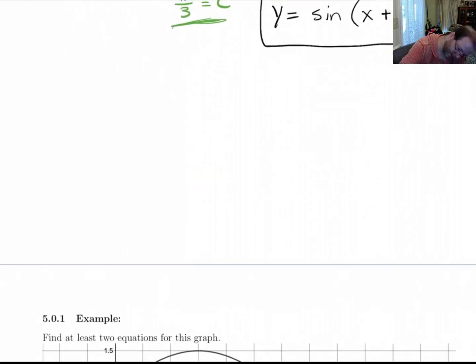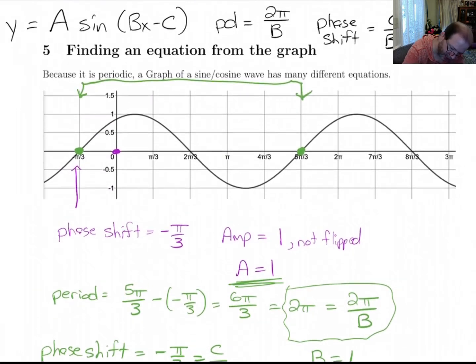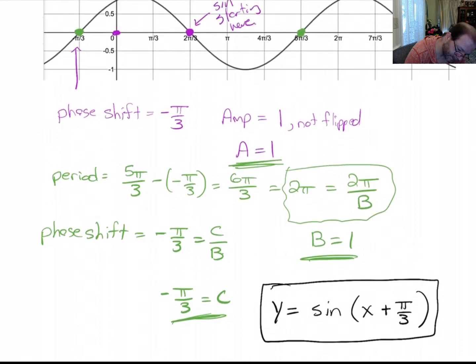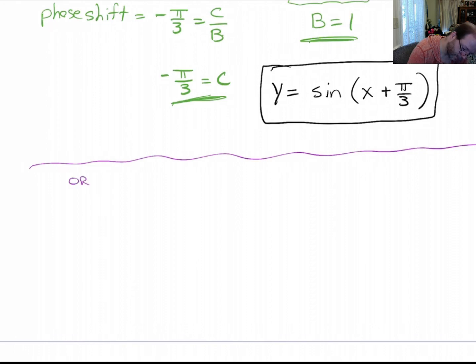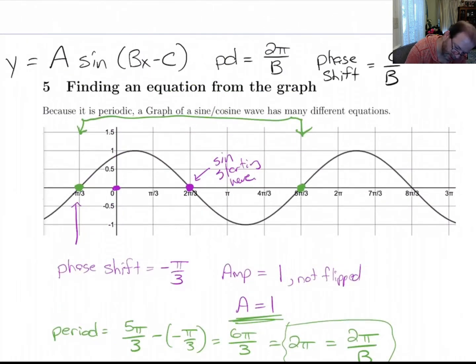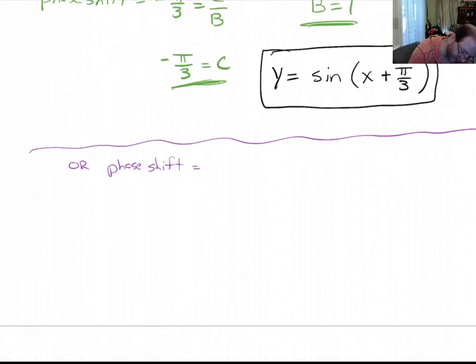Let's see, how much space do we have here? We got enough space. Let's do this example again. This time, let's say it's a sine wave starting here. Okay, if it's a sine starting there, that would be a phase shift of, where is it starting? That's at 2 pi over 3. So a phase shift of positive 2 pi over 3.